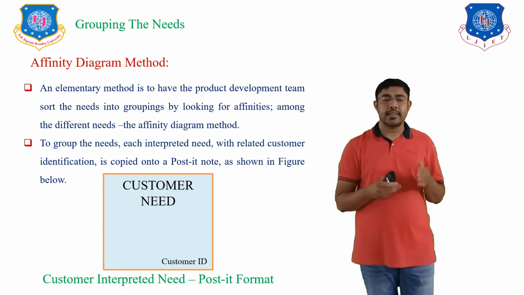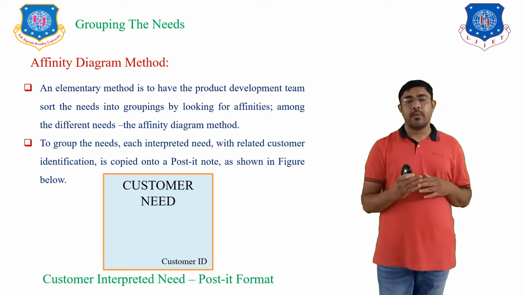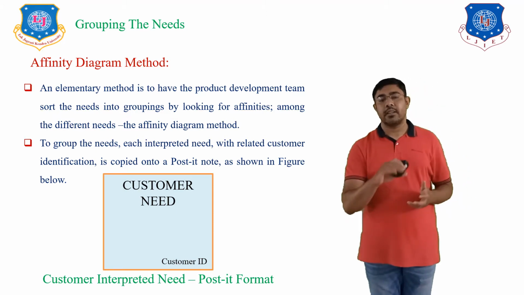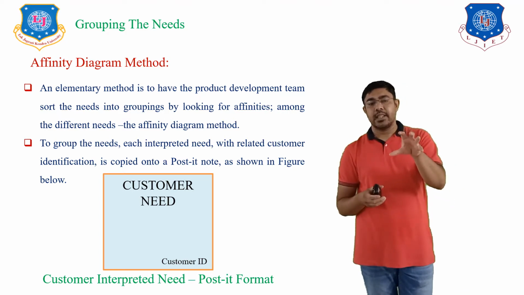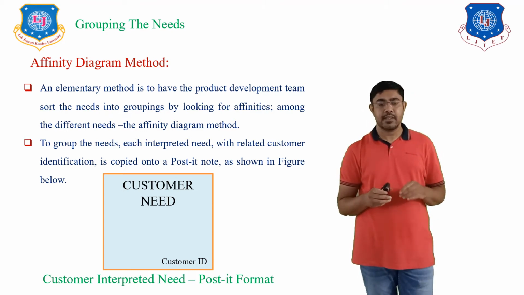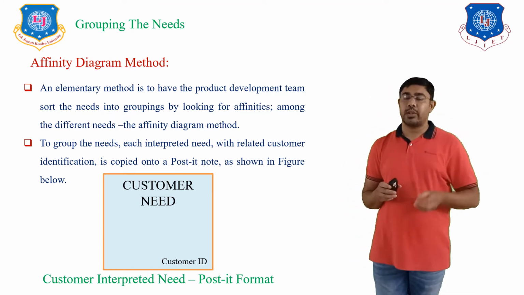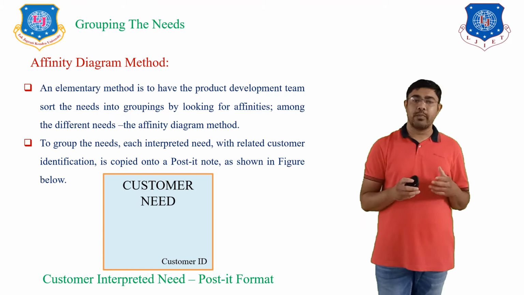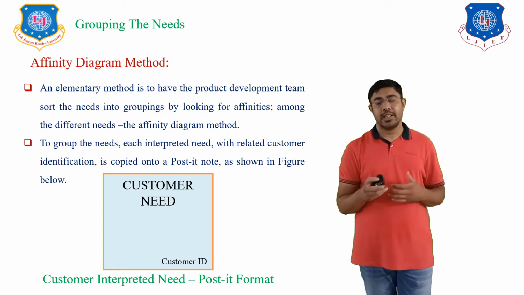To group the needs, each interpreted need, along with the customer identification, is copied on a post-it note as shown here below. Here I show one post-it note format, and you can see the customer ID is mentioned. For the different customer IDs, whatever the customers' needs are, we have to put them on post-it notes. We use this post-it note format to sort the interpreted needs.